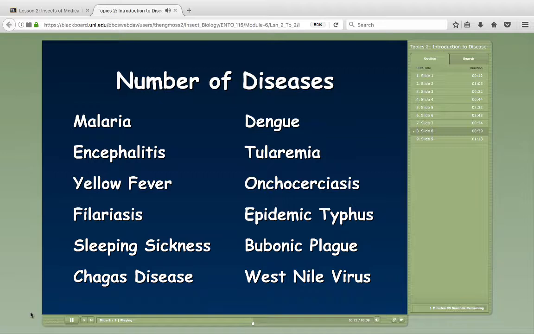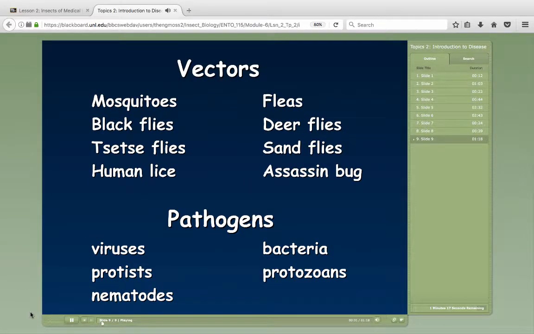We see bubonic plague. We've already mentioned that with regard to fleas. West Nile virus. This is a whole listing of these, and it's not necessary that you memorize all of these diseases. But what we're going to do over the next couple of modules or lectures is we're going to focus on malaria and West Nile virus. So we've looked at what are some of the insect vector diseases. Now let's take a look at what are some of the vectors.